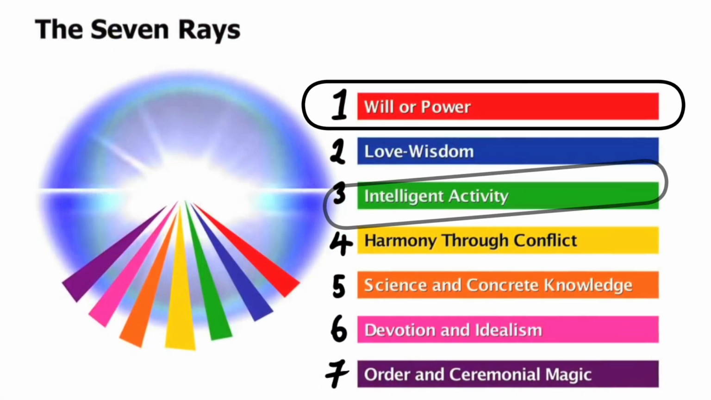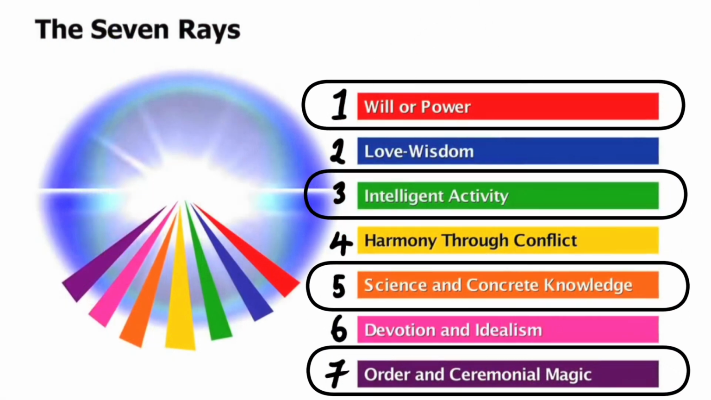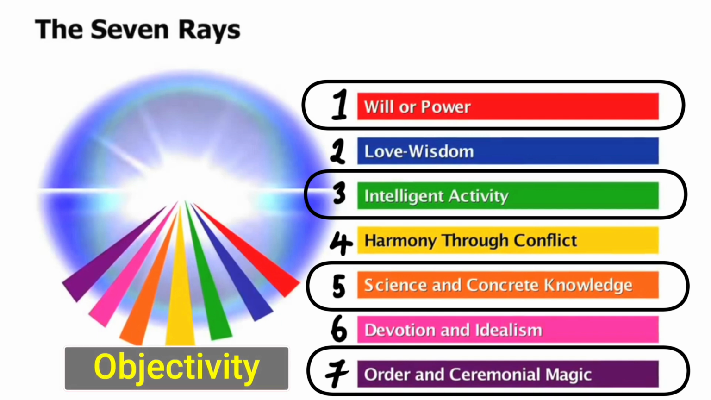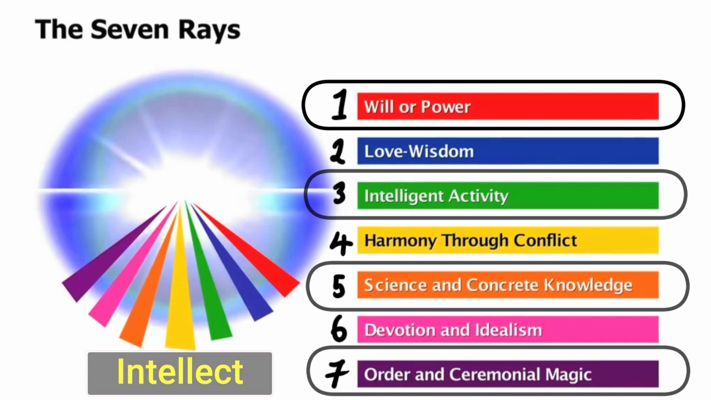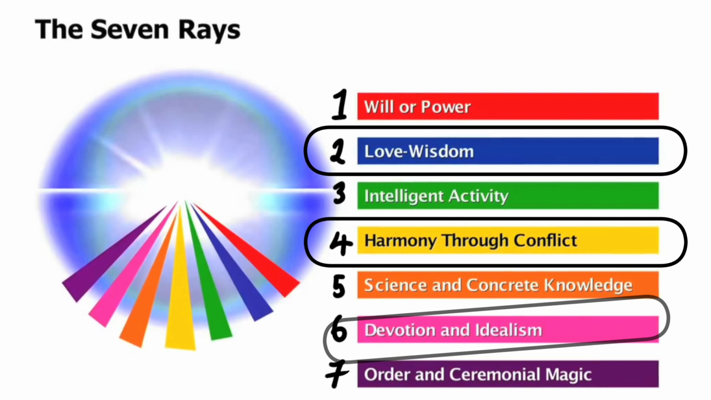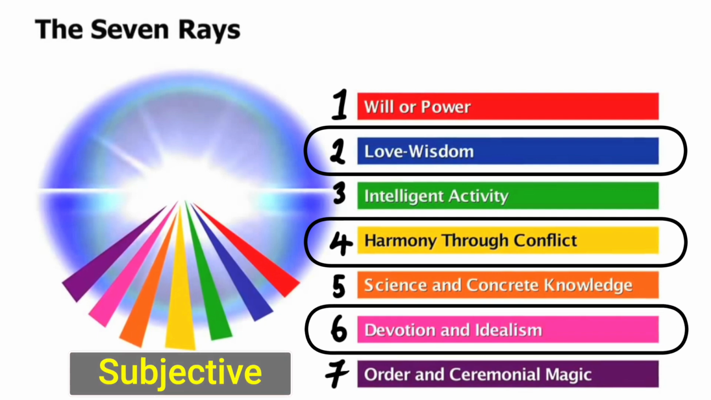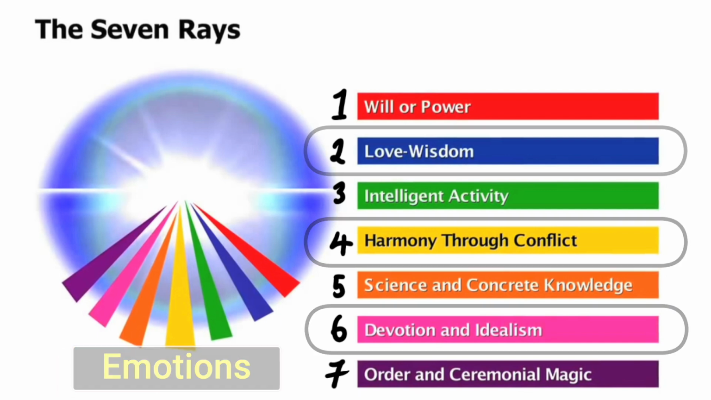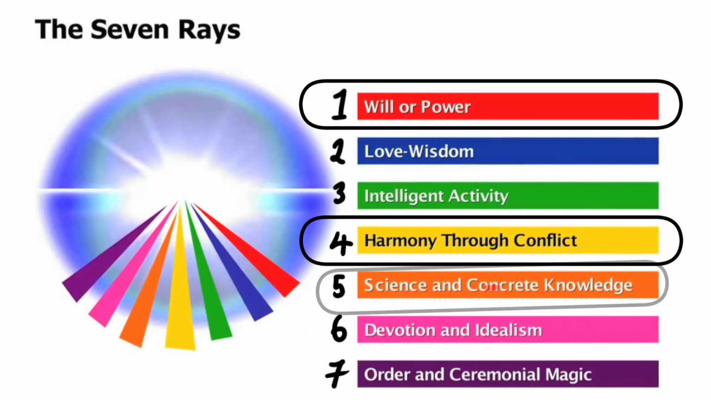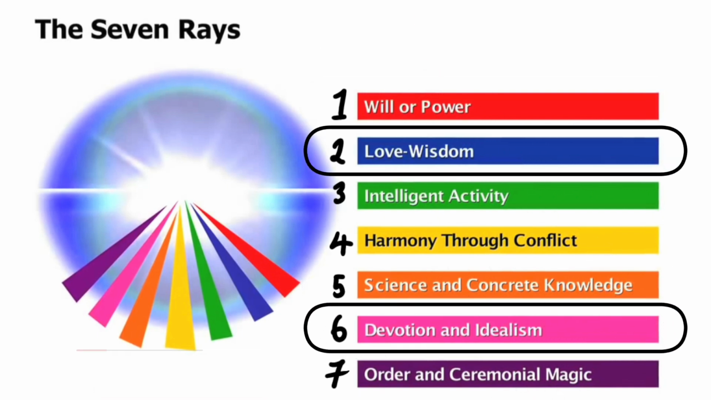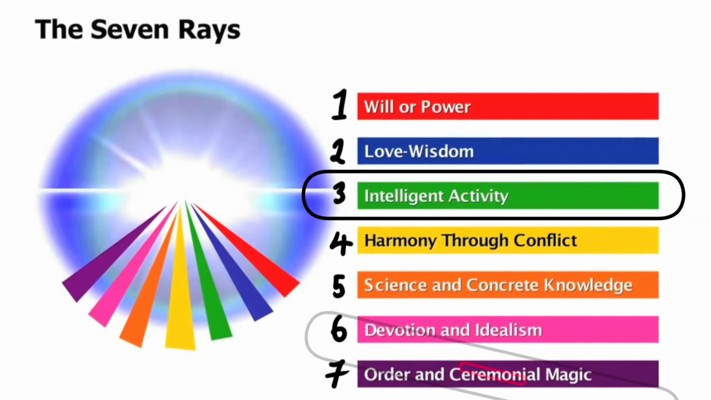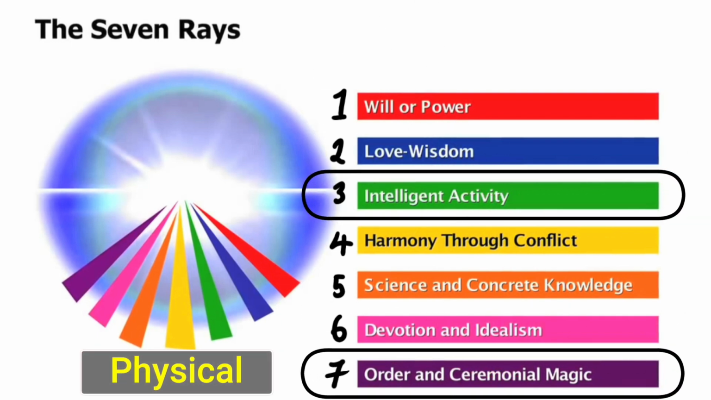The rays 1, 3, 5, and 7 influence the envelope they are affecting in such a way as to foster the development of objectivity. The emphasis of these rays is to help the monad develop its intellect. Rays 2, 4, and 6 foster our subjective abilities. You could say our right brain function, and this develops our emotions. Rays 1, 4, and 5 specifically help develop our mental abilities, while rays 2 and 6 develop our emotional abilities. Rays 3 and 7 help us develop our physical lives.